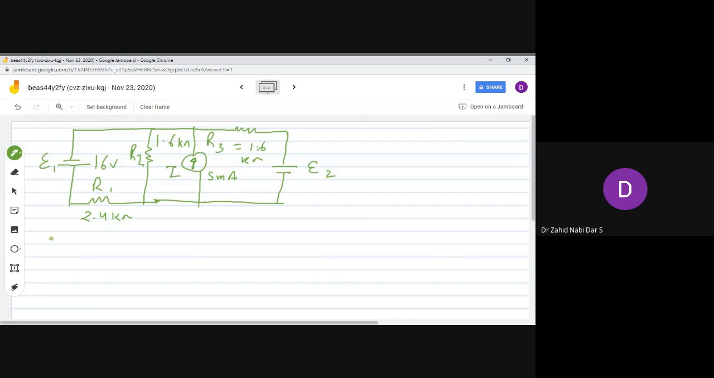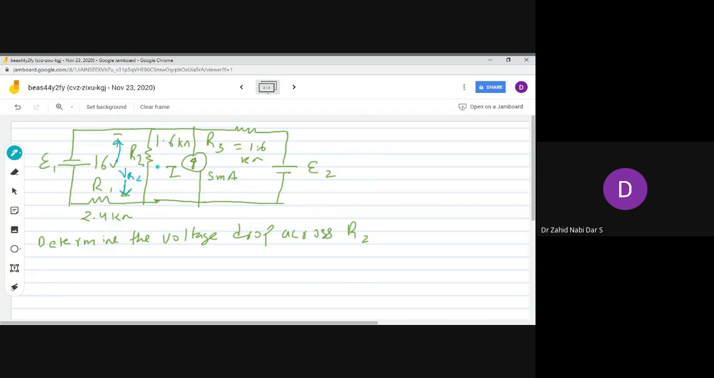So determine the voltage drop across R2. So I suggest, let this is the voltage drop that he wants, and the voltage drop across R2 is needed. So this is VR2. Basically he needs this drop over here.